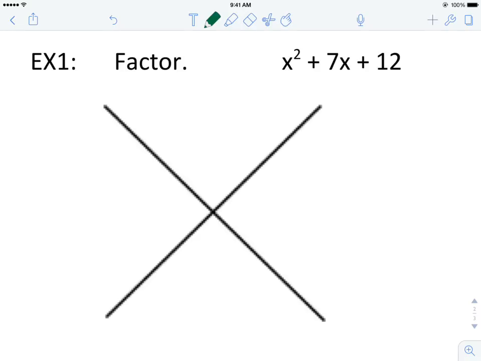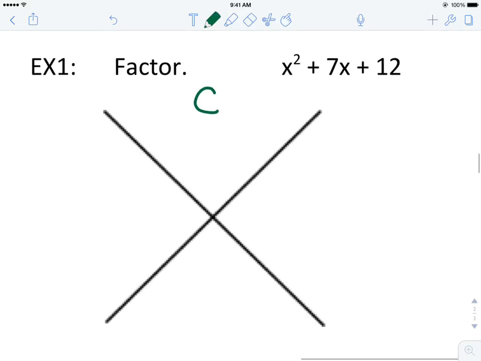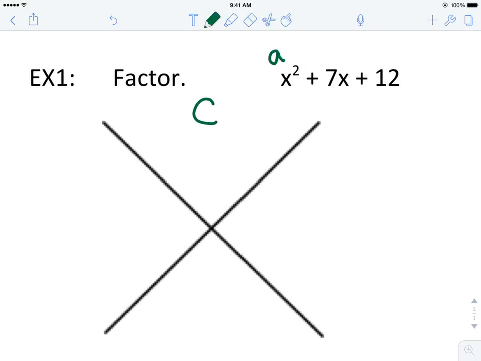Remember, on top, I put my C value. In this case, I have A, B, and C. My A is an imaginary 1 there, and we don't really need to worry about A, but C is 12, so I'm going to put 12 on the top of my diamond, and then on the bottom I'm going to put my B value. B, in this case, is 7. So I have 12 and 7.